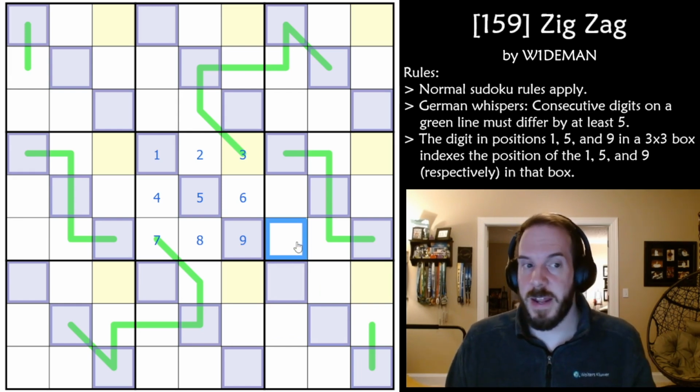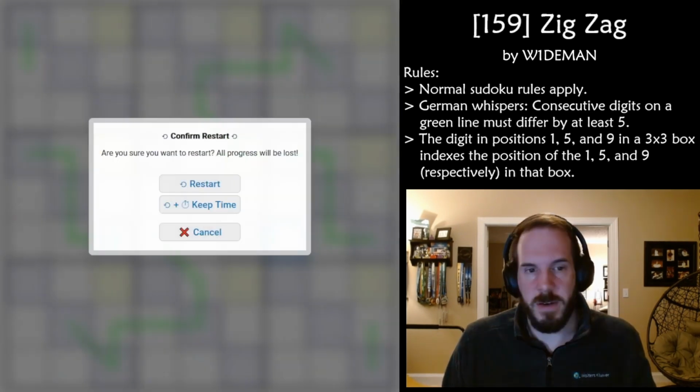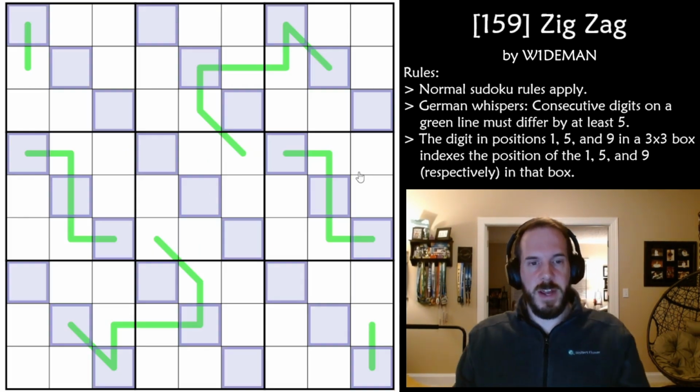I'll do my best to explain the indexing as I go as well. But I want to go ahead and restart my timer and give this one a try.